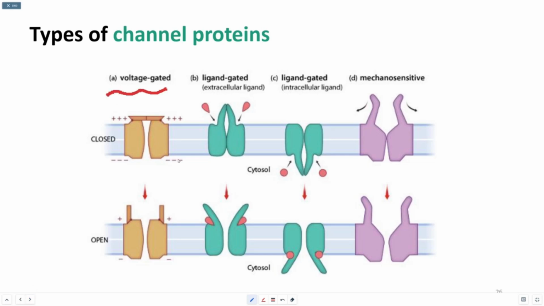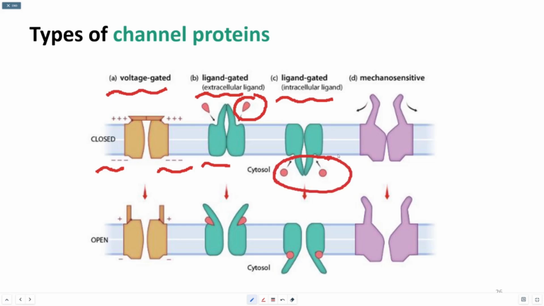Voltage-gated channels respond to changes in charges and ions. Ligand-gated channels respond to the binding of a small chemical compound, messenger, or hormone. Some ligand-gated channels have the ligand signal found on the cytosol side, inside the cell. And we also have mechanically sensitive receptors that can change and open based on stretching and expansion of the cell membrane.